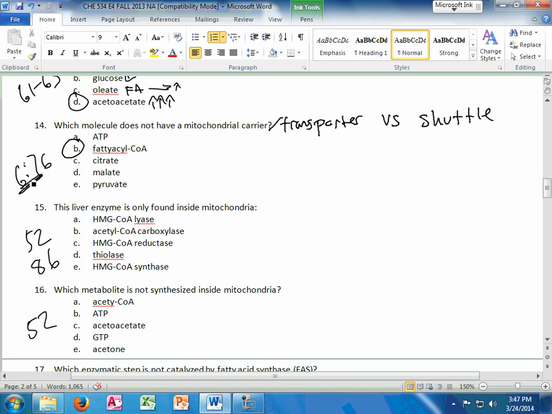If you go back to Unit 6, it lists the mitochondrial carriers here, and all of these have their own carriers. Citrate's a tricky one because there is the citrate shuttle that we talk about later in the unit, but that citrate shuttle has nothing to do with using the citrate. It's much more about getting acetyl-CoA from the mitochondria out into the cytosol. So the fatty acyl-CoA does not have its own. It uses that carnitine shuttle.